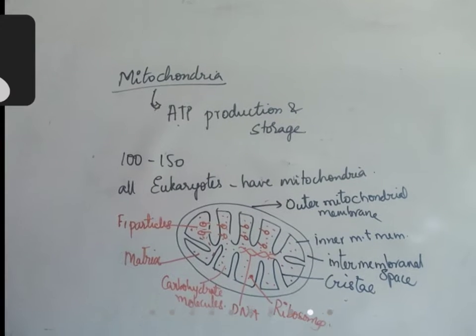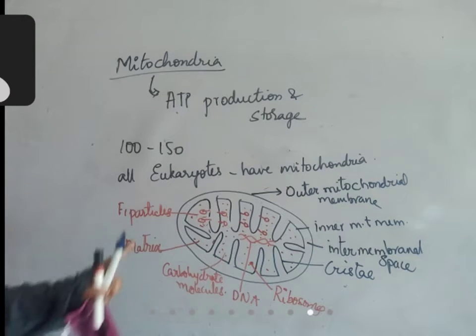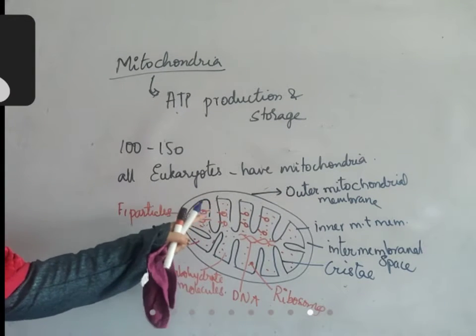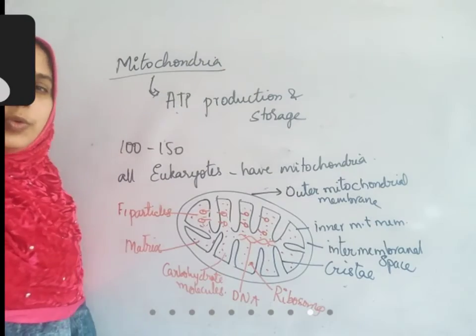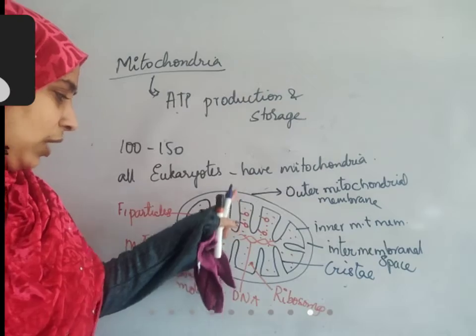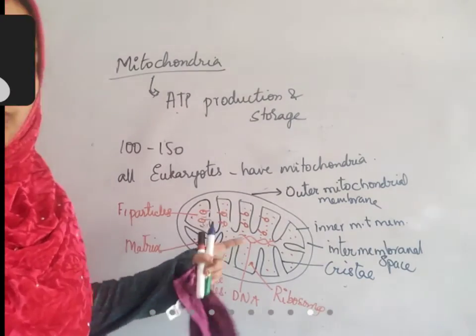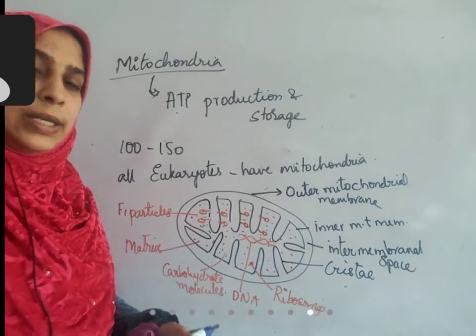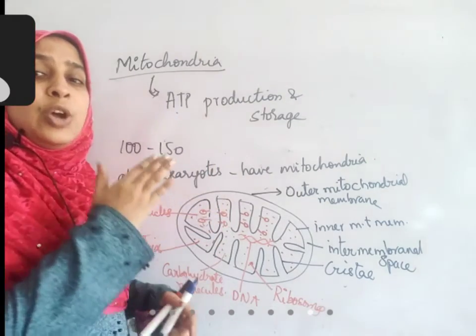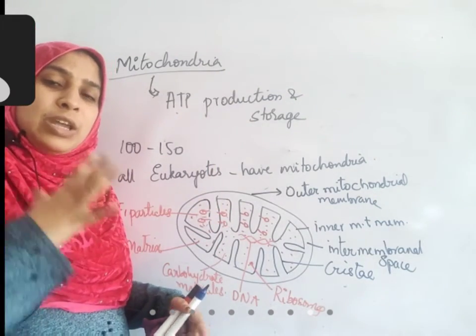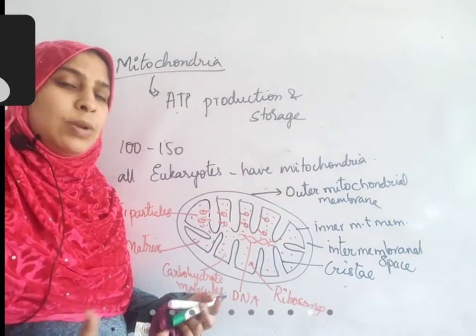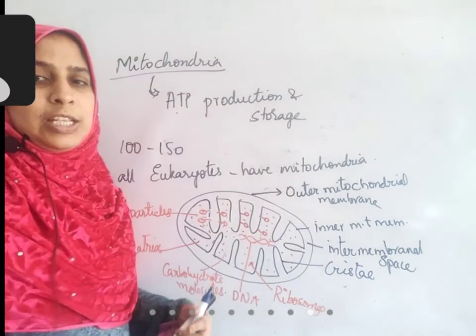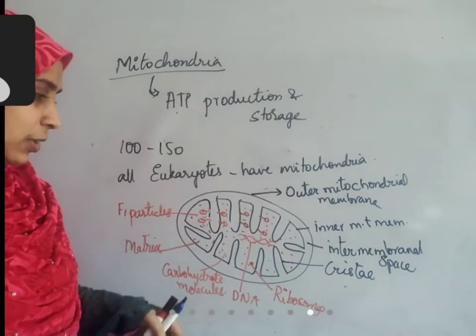So mitochondria has an outer membrane and an inner membrane. The inner membrane has folds. Why does the mitochondrial inner membrane have folds? If there are more folds, there can be more F1 particles. If there are more F1 particles, there is more ATP production. That is to increase the surface area. If the surface area increases, there are more F1 particles, and more ATP production takes place. So that is why these folds are present.